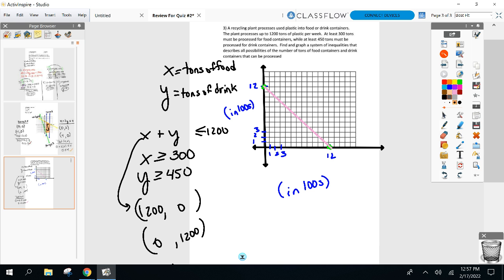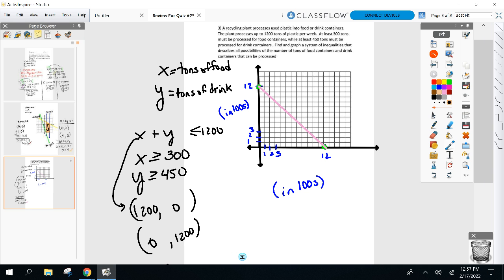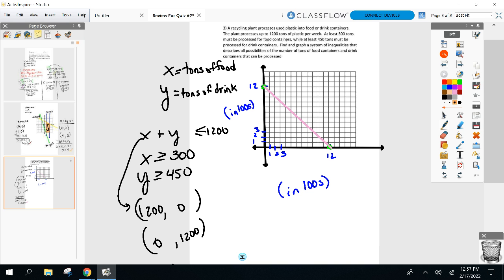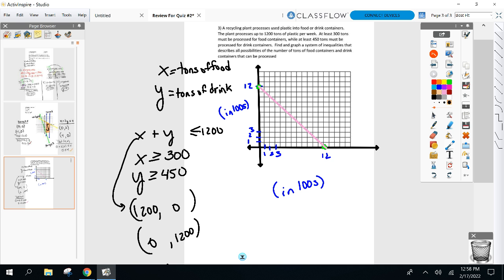All right, X is greater than or equal to 300. I know it's a solid line. What type of line is it at 300? Because I can go 300 this way or 300 this way. Vertical. Yep. Boom. I'm just going to do it there.